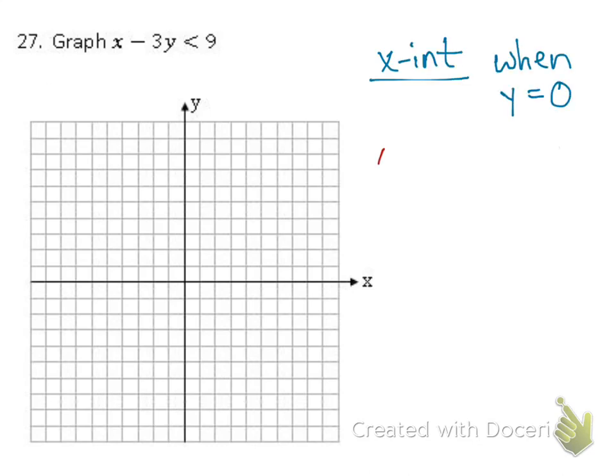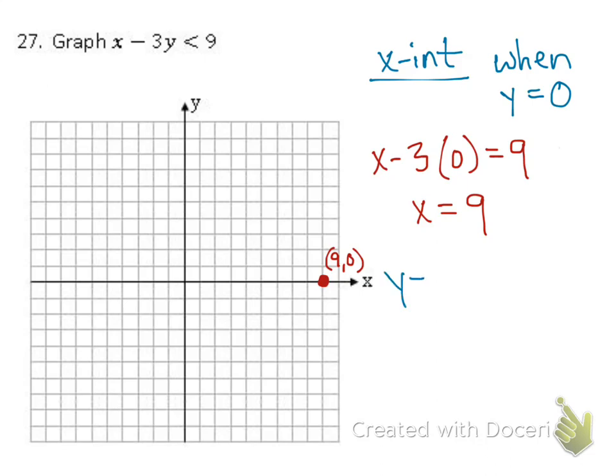So we'll start with finding the x-intercept, which means I'm going to plug in 0 for y. When you're finding the intercepts, the inequality symbol doesn't matter, so we can just put an equal sign in between both sides of the inequality. So negative 3 times 0 just gives me 0, so I end up with x is equal to 9. That gives me my x-intercept.